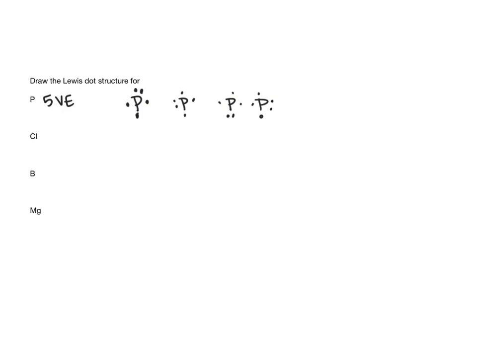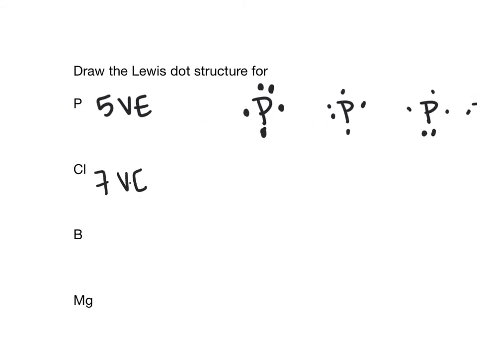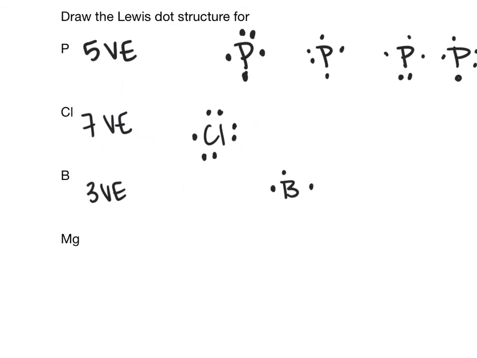What is not an acceptable structure, so I will draw this in red so that we can look back and see, would be to draw the phosphorus and put the electrons where they are unequally distributed. So valence electrons need to be distributed evenly and symmetrically. Chlorine has 7 valence electrons: 1, 2, 3, 4, 5, 6, 7. Again, you could put the lone electron on any side. Boron has 3 valence electrons: 1, 2, 3. And magnesium has 2 valence electrons.